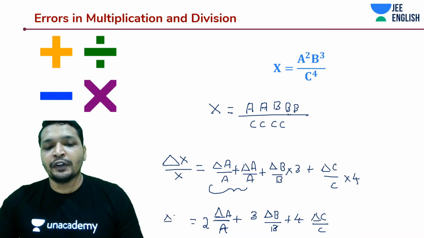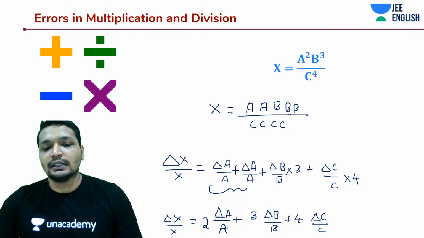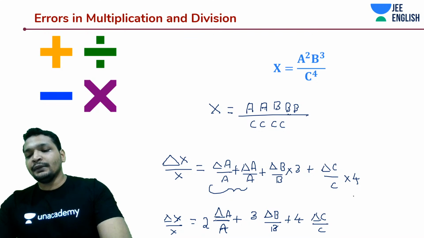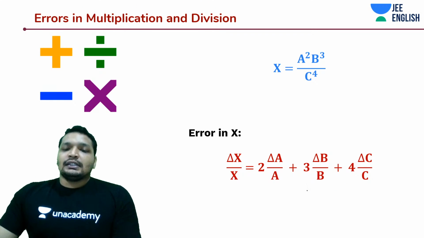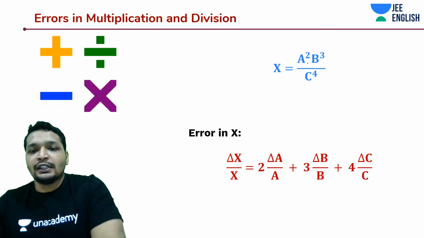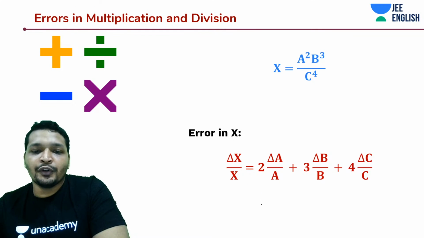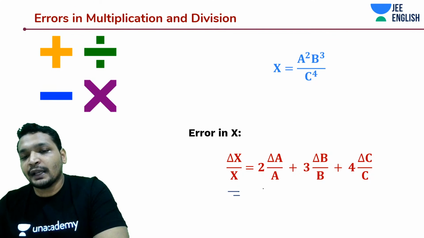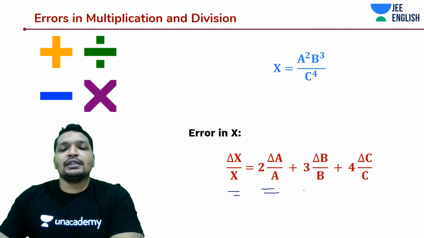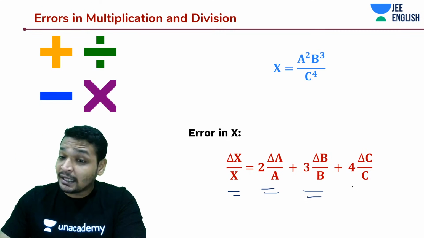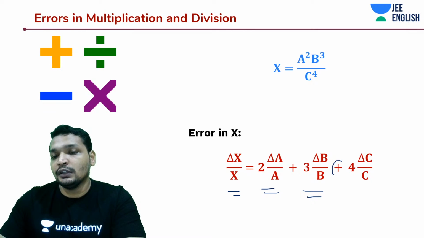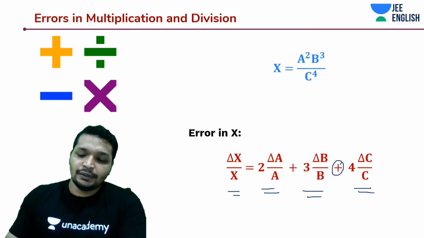Delta x, and you know how to find out delta x. You will multiply this entire thing with x. Quite easy. So yes, if you have a squared b cubed divided by c to the power 4, you would get it in this form. Delta x by x is equal to 2 into delta a by a plus 3 into delta b by b plus 4 times delta c by c.